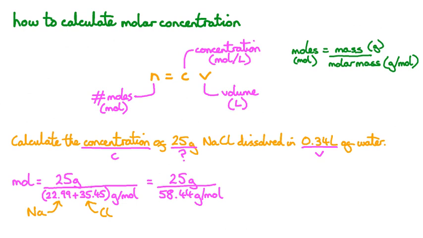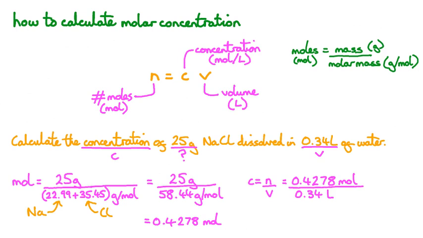This gives us 25 grams divided by 58.44 grams per mole, which equals 0.4278 moles. Now that we have N, we can use our N equals CV equation. But let's rearrange it in terms of C, giving us C equals N divided by V. Substituting in our values, we get 0.4278 moles from what we've just worked out, and 0.34 litres given in the question. This works out as 1.258 moles per litre.